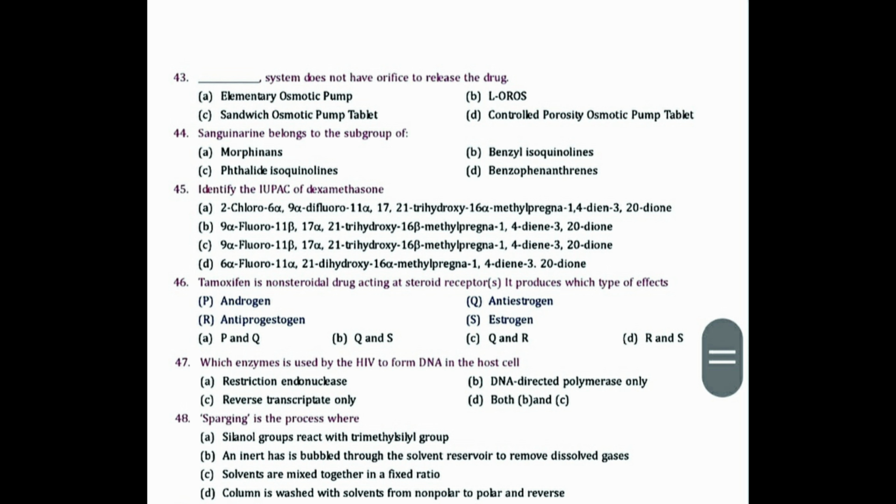Question number 48. Sparging is the process where: option A, silanol groups react with trimethylsilyl group; B, an inert gas is bubbled through the solvent reservoir to remove dissolved gas; C, solvents are mixed together in a fixed ratio; D, column is washed with solvents from non-polar to polar and reverse. What is the sparging process? The correct answer is option B. It is a process by which an inert gas is bubbled through the solvent reservoir to remove the dissolved gas.